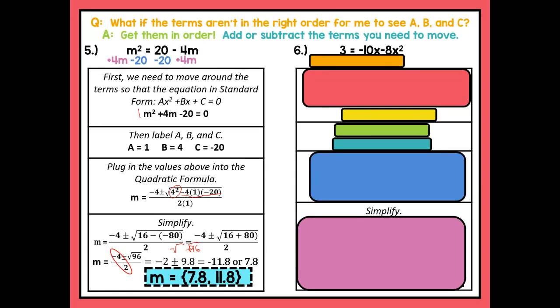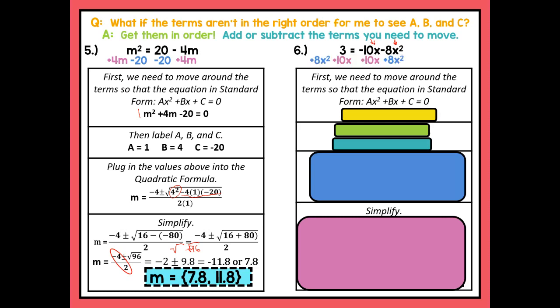Again, things need to be rearranged. We need to move that negative 8x squared over, and we need to move the negative 10x over. The 3 looks good though. We'll need to do the opposite operation. That means adding both the 8x squared and the 10x to both sides. Then we'll have the equation in standard form: 8x squared plus 10x plus 3. Find your a, b, and c. They are 8, 10, and 3.